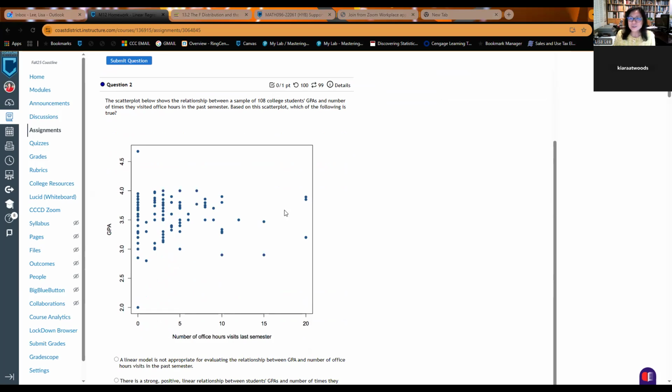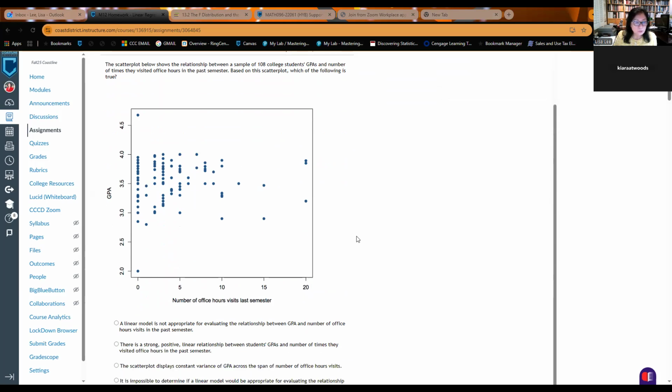Try to see who shows up at the office hour more often, and whether their GPA is higher or not. Based on this scatter plot, is this true? Let's look at a horizontal line. It's presenting the number of office hour visits last semester. The first point here shows a student visited 0 hours, never showed up at the office hour.